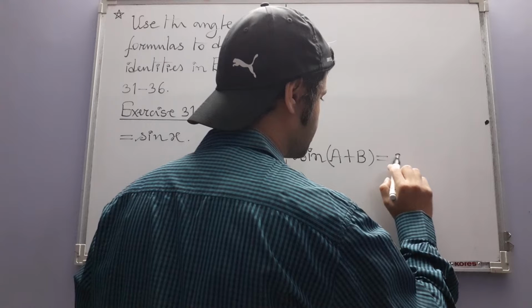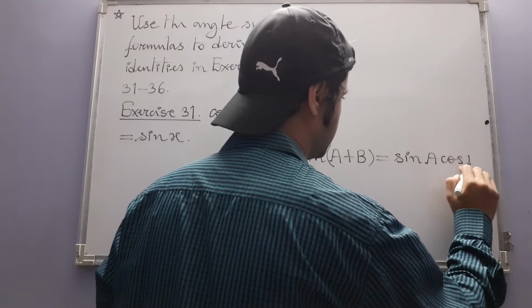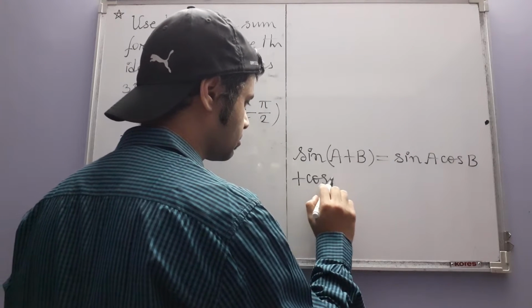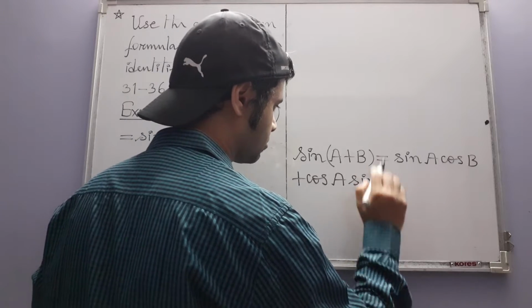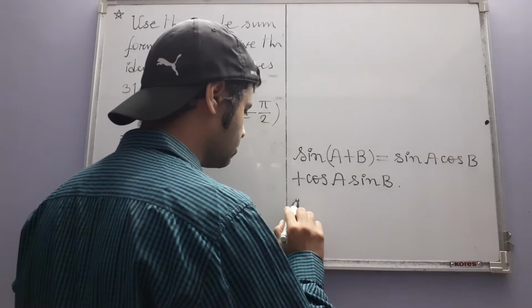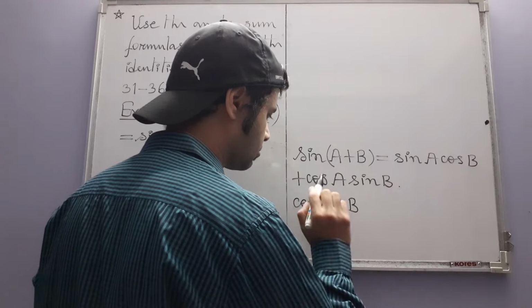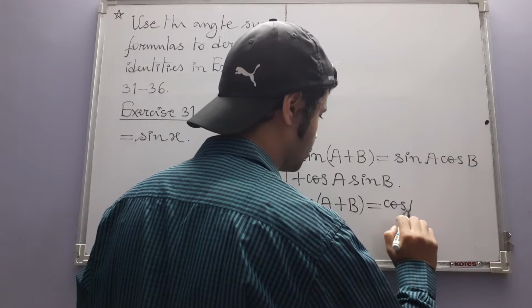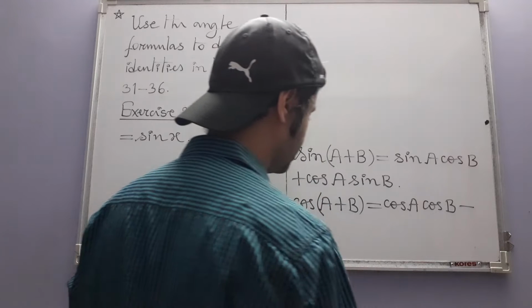Sine of a plus b is sine a cos b plus cos a sine b, and the other one we know is this: cosine of a plus b is cos a cos b minus sin a sin b.